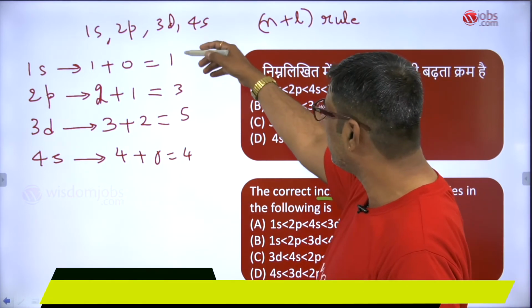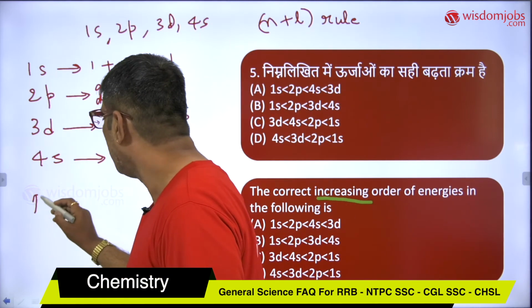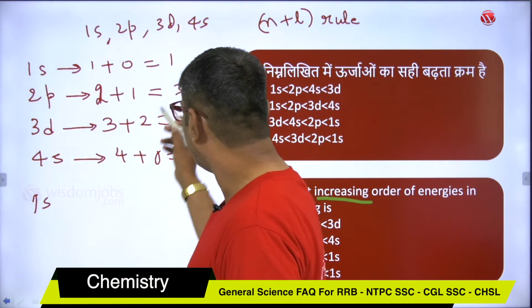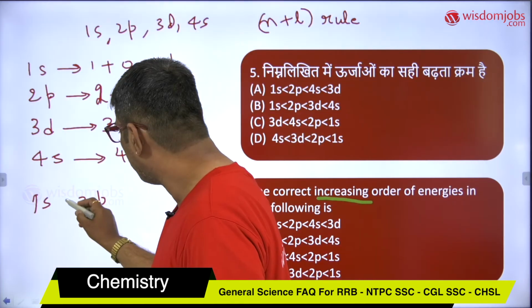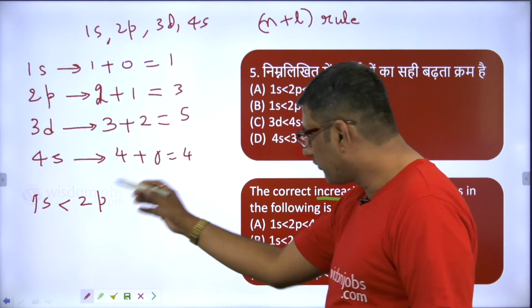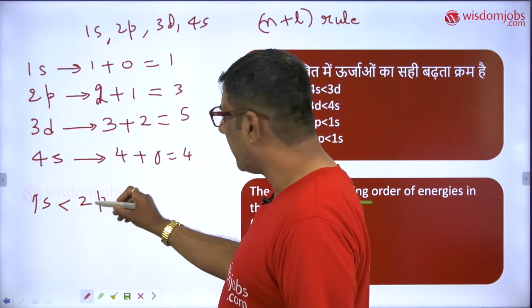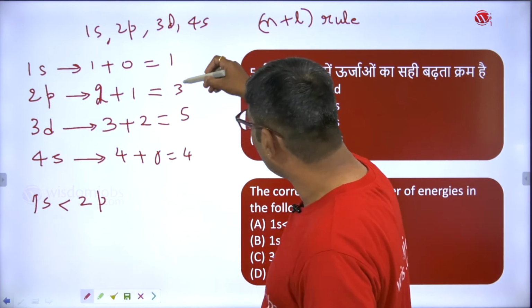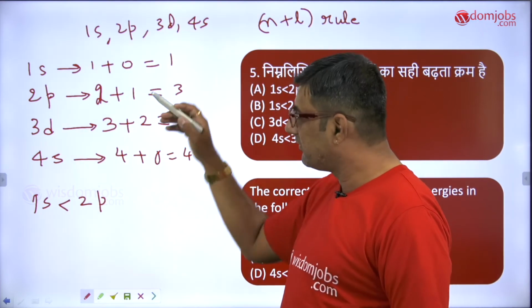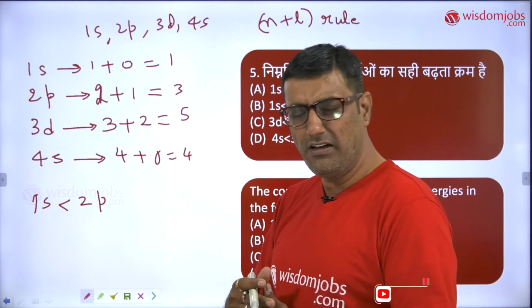So now if you observe which one has got lowest n plus l value in this, it is 1s. Okay, 1s. Next has got 2p. 1s value is less than 2p, so 1s less than 2p. Next, what should be the next one? The next one should be having an n plus l value more than 2p. The 2p value n plus l, how much it is? 3.